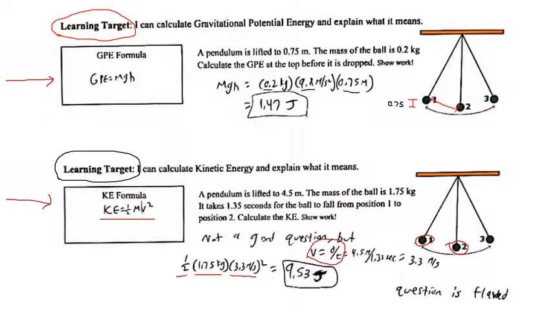Again, if you're doing it on a calculator, do your v squared first. That way you follow order of operations. So you would plug in 3.3 squared or 3.3 times 3.3 first, then multiply by 1.75, and then divide by 2. And that's how you would get your final answer.